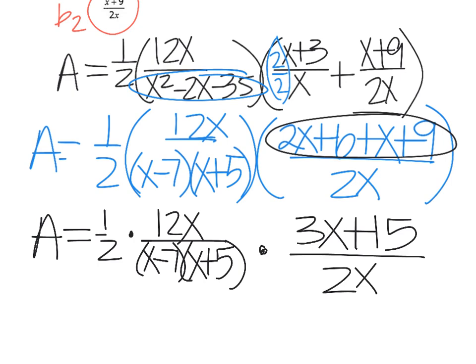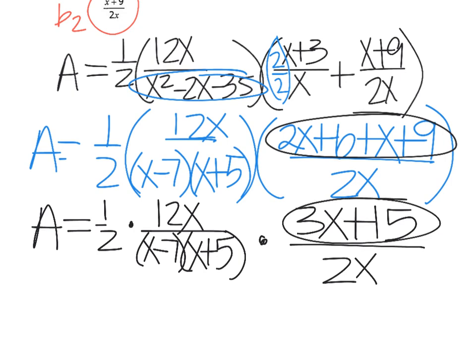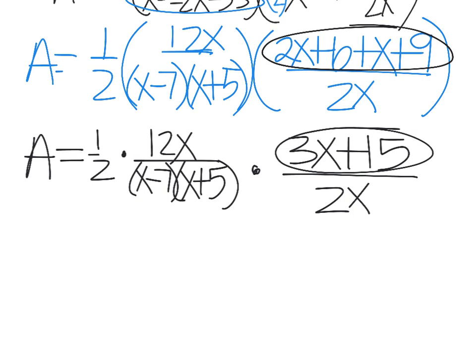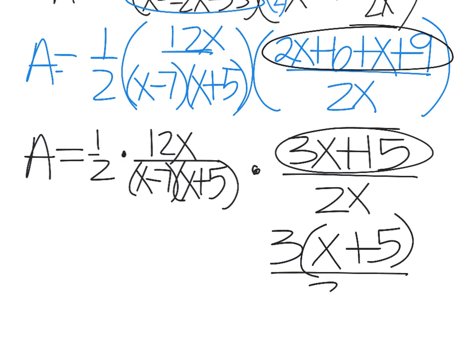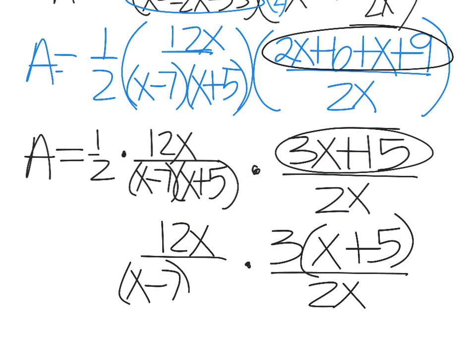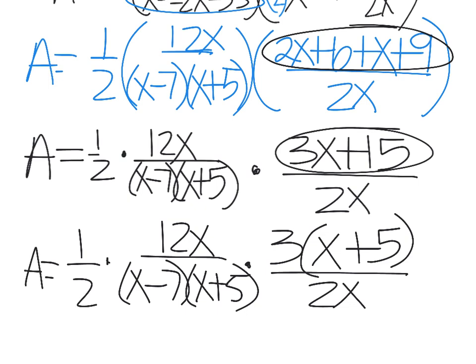Then we can simplify this right here, rewrite it as 3 times, right, take out the GCF of 3, x plus 5 over 2x times 12x, copy everything down, times 1/2. Now we want to cancel out our common factors. So x plus 5, x plus 5. What else can we cancel out? Divide by 2x, that cancels out. Divide by 2x, and you're left with 6 here.